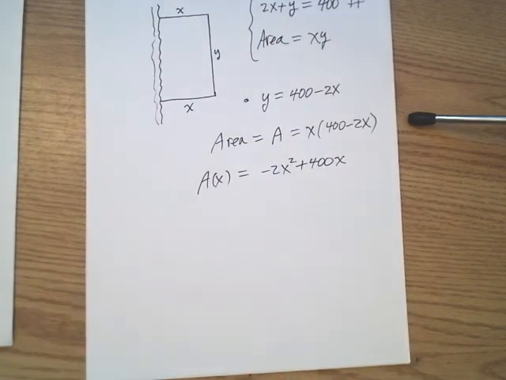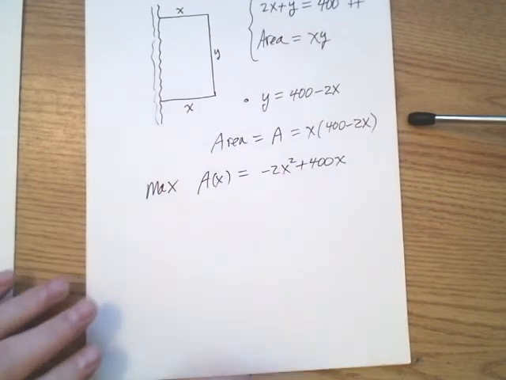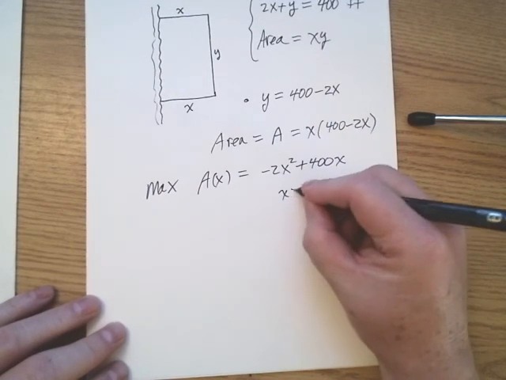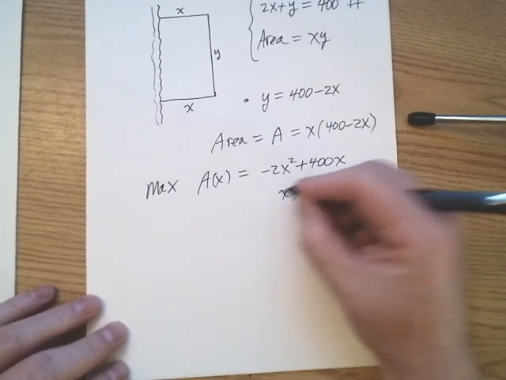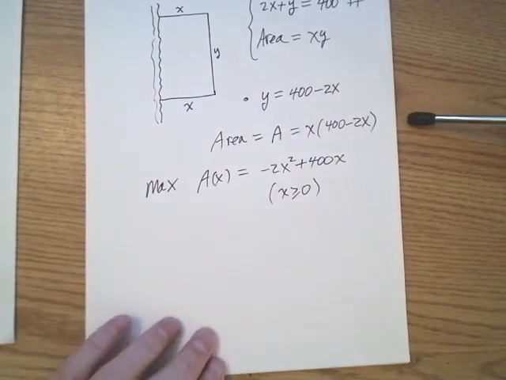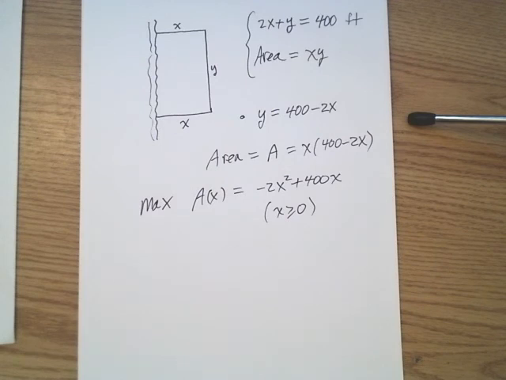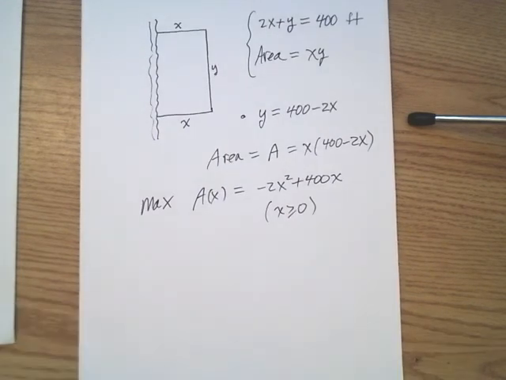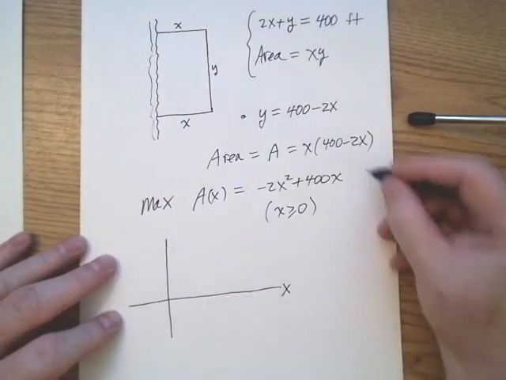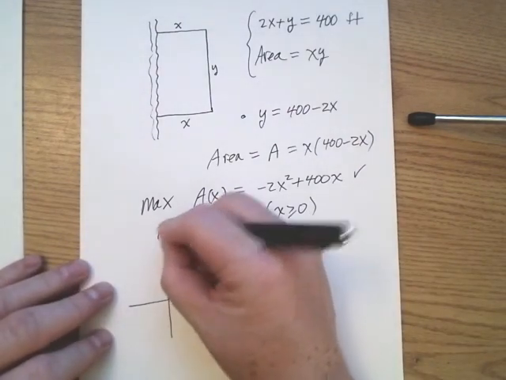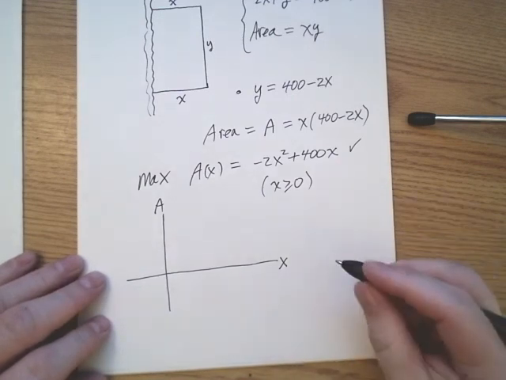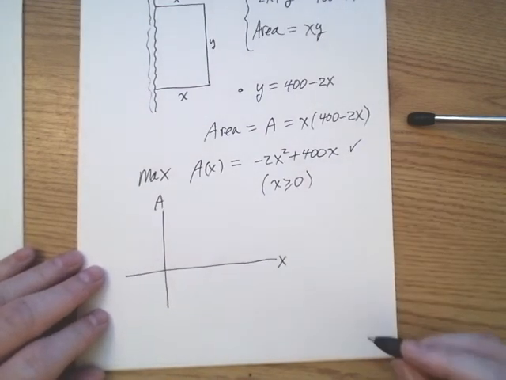So what I'm trying to do is what? Maximize this, okay? Now, I do have that constraint that x better be greater than or equal to 0. Also, y is going to be greater than or equal to 0, but I'm not going to write that right now. So, wait a minute. I'm dealing with what? A quadratic function again. If I imagine A as the dependent variable and x as the independent variable, then this is going to be graphically a parabola, right?